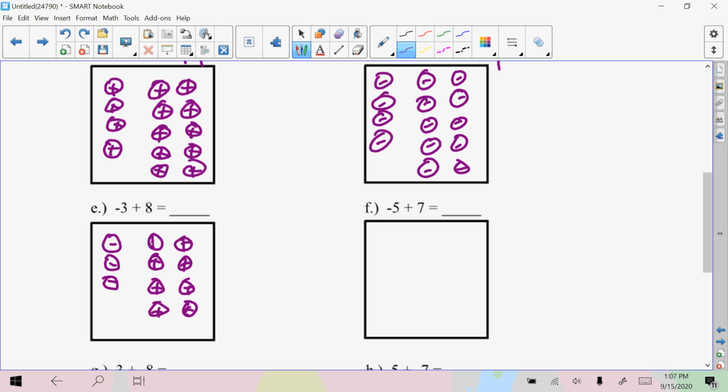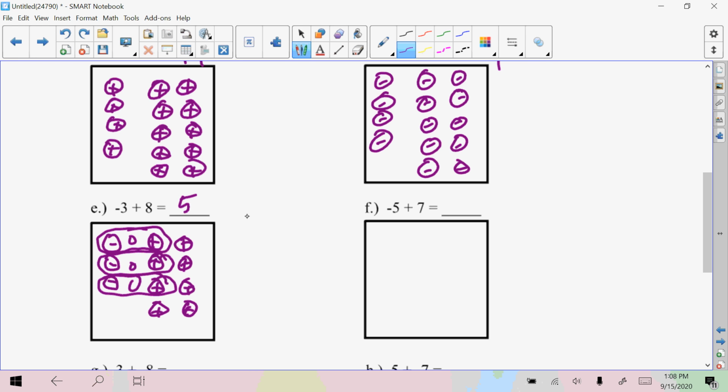Okay. Then we're going to combine the positive and negatives to make zeros. There's a 0. There's a 0. There's a 0. So these are all zeros. So then we just add up the remaining and we see there's 5 of them.